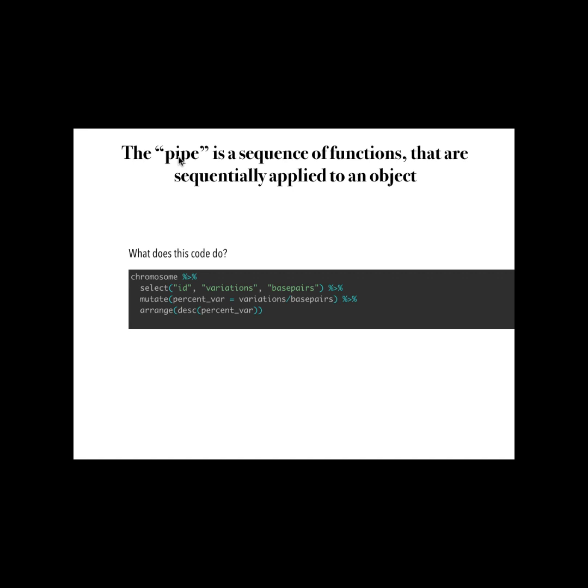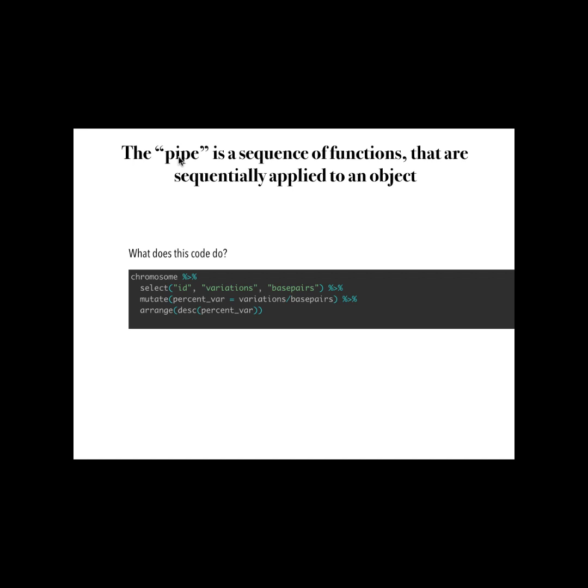Pull those 3 columns. Yes, we're pulling those 3 columns. So we're selecting 3 columns, ID, variations, and base pairs. And then, what do you think the next line does? It mutates. Good. But what do you think that actually means in this case? It changes something, right? Just like the Teenage Mutant Ninja Turtles, mutagen. Good.